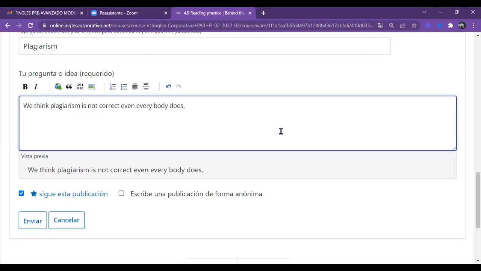What else? Well, I think according to the paragraph that we read before, that is a kind of thief, robo, because we are stealing the ideas from other people. That's why it's a great problem, because we are stealing the work from others. Yes. It's a little steal of idea. Steal ideas from other people.